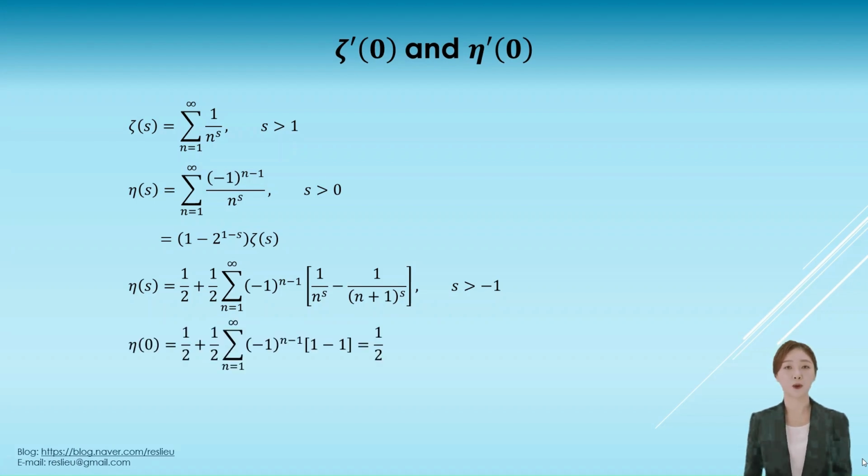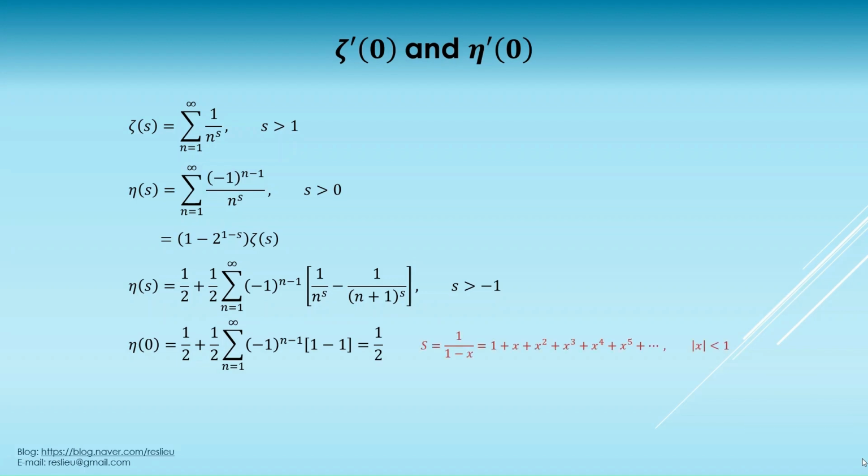Therefore, at s equals 0, inside the sum sign is 1 minus 1, which is 0, so eta 0 is 1/2. In general, eta 0 equals 1/2 is proven by geometric series. The geometric series is established in the region where the absolute value of x is less than 1. If x equals minus 1, the geometric series s equals eta 0 is 1/2.